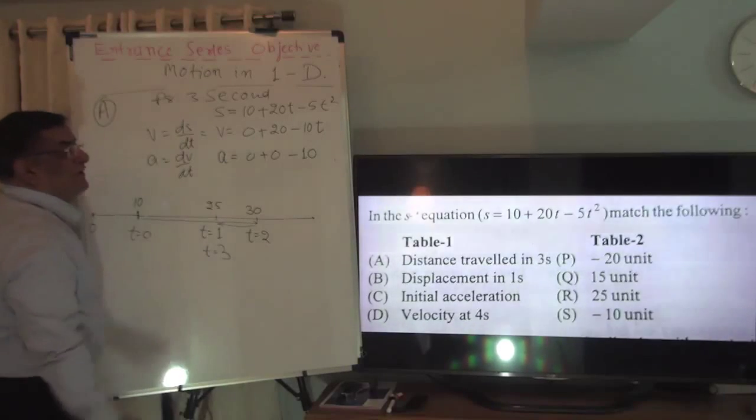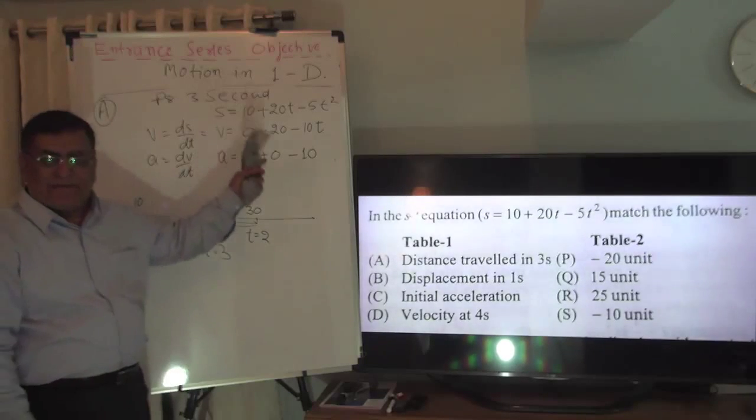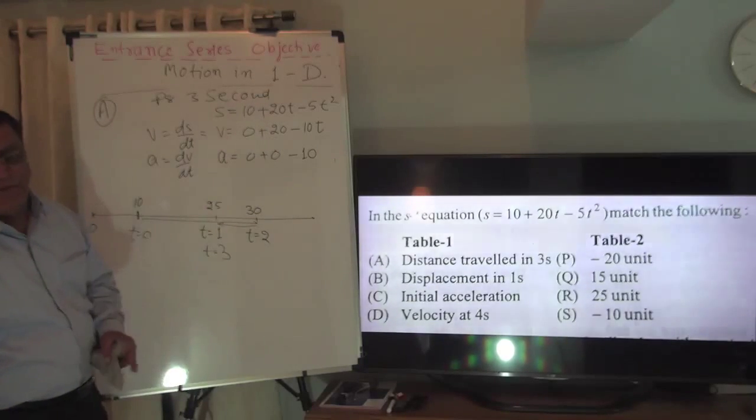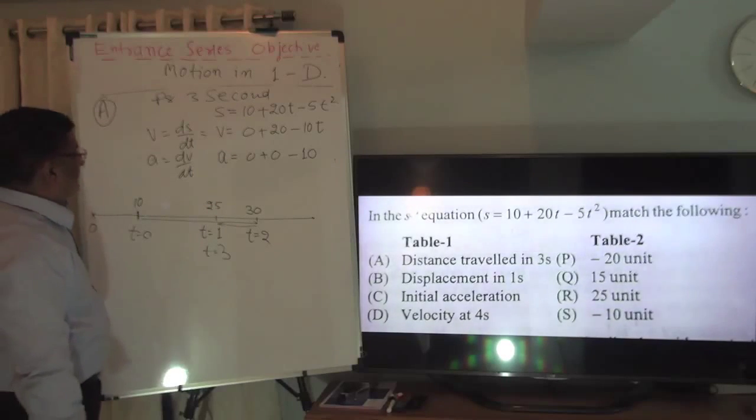There is no t. What does that say? That says that acceleration is constant. With time it does not change. So it will not change with respect to time. So this is acceleration, this is velocity, and this is position.